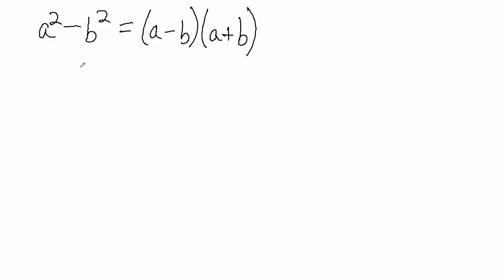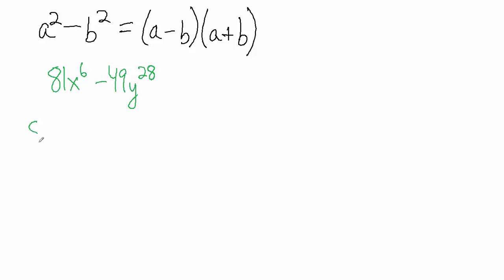Let's go ahead and take a look now at a more complicated example of factoring a difference of squares. So this time we're going to look at 81x to the 6th minus 49y to the 28th. Okay, so just like before, what we want to do is take this thing here, express it as something squared, take this thing here and express it as something squared.